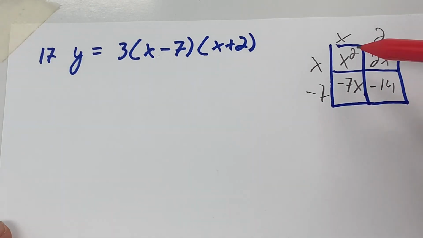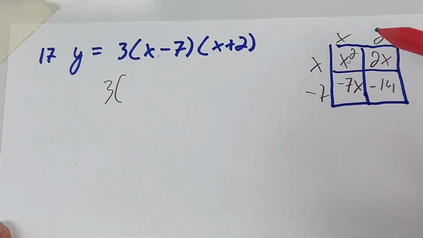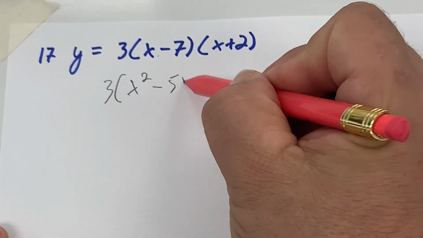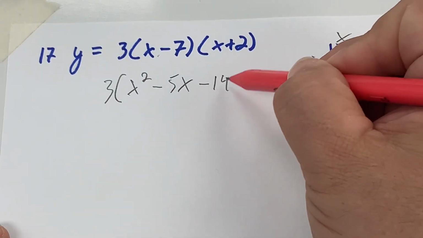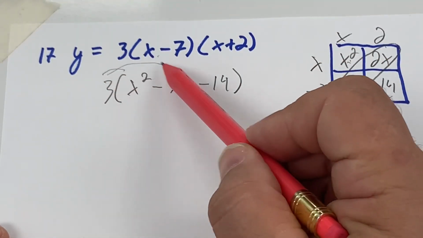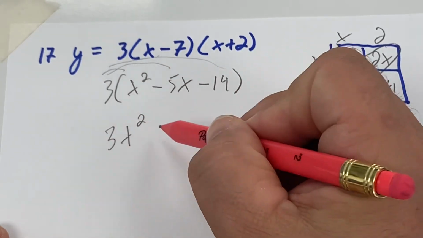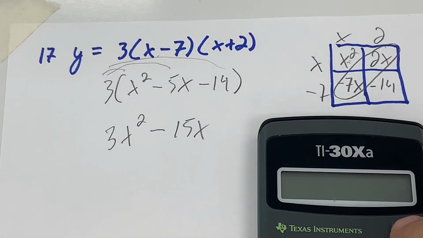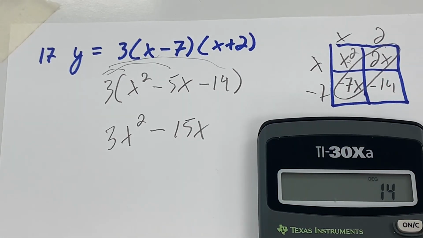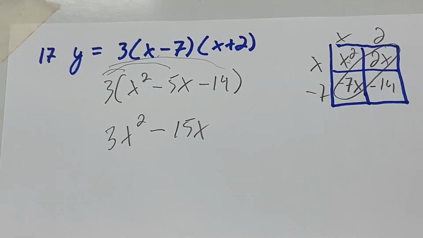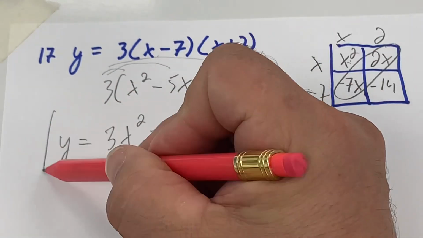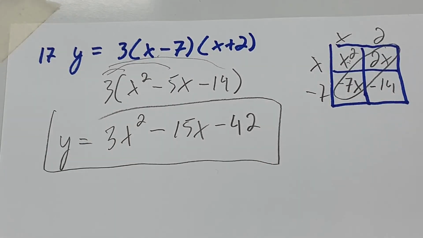Then we're going to combine like terms. So that would give me 3 times x squared minus 5x minus 14. Now I have to distribute the 3 across. So that would give me 3x squared minus 15x. And I wonder what 3 times 14 is. 42. So minus 42. And that's the standard form of number 17. Y equals 3x squared minus 15x minus 42.